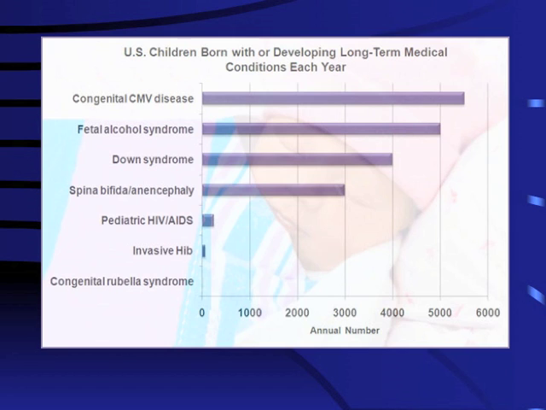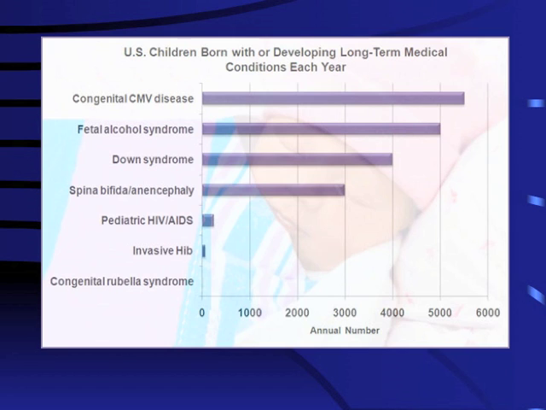And this is just an old slide from the year 2001, and unfortunately CDC hasn't really updated it. But this is just giving you an idea of children born in the U.S. with long-term medical conditions, and that gives you an idea of the amount of congenital CMV disease that there is compared to fetal alcohol syndrome, Down syndrome, spina bifida, anencephaly, pediatric HIV/AIDS, invasive Haemophilus influenzae or congenital rubella syndrome. So it's a very common problem here in the U.S.